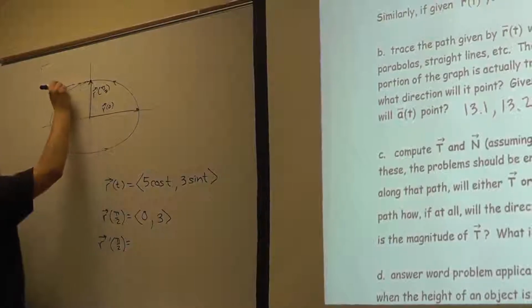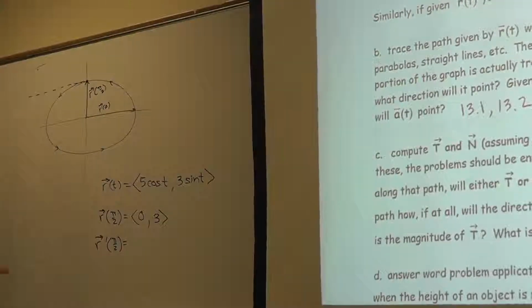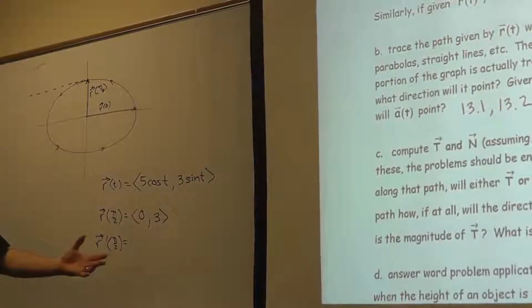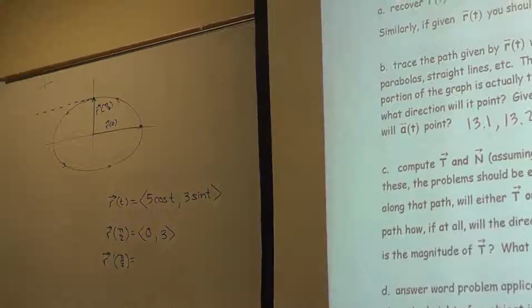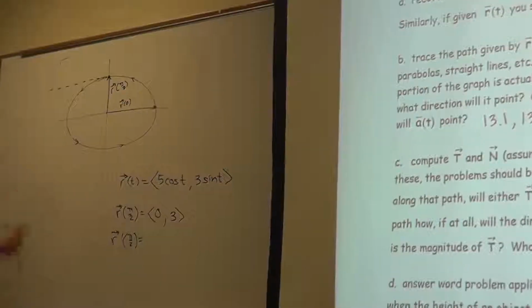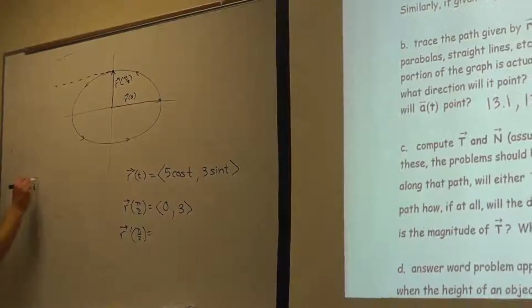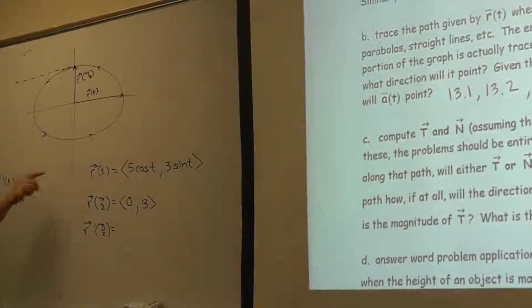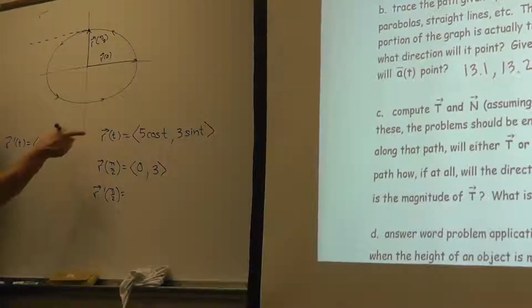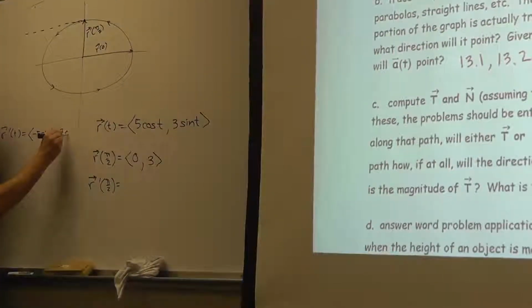So it should be pointing in this direction. The only thing we can't determine until we do the derivative is the magnitude of the vector. It should be going in that direction because that's the orientation of the curve. And so if I actually did r prime in terms of t, that will give me negative 5 sine t and then positive 3 cosine t.